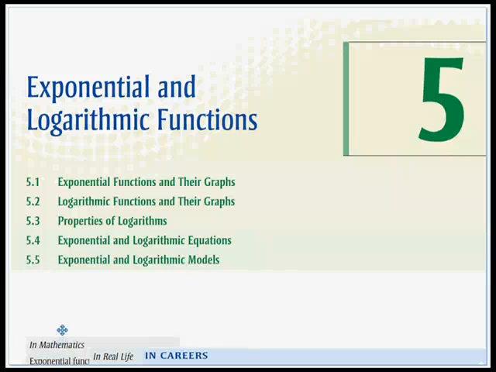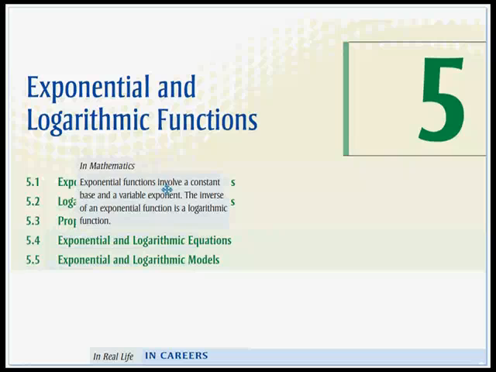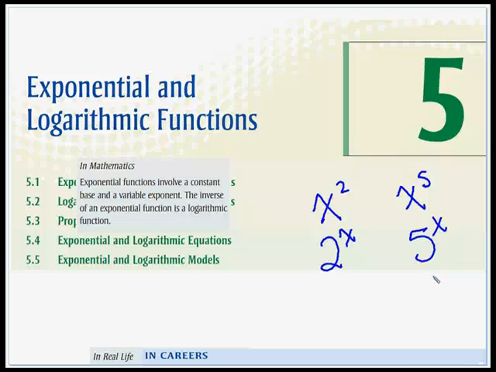Well, let's see. In mathematics, exponential functions involve a constant base and a variable exponent. The inverse of an exponential is logarithmic. Up until now, we've had stuff like x squared or x to the fifth, and it was always the base that was the variable. With the exponential functions, we're going to reverse that. We're going to have 2 to the x power, where the exponent is now the variable, or 5 to the x power.